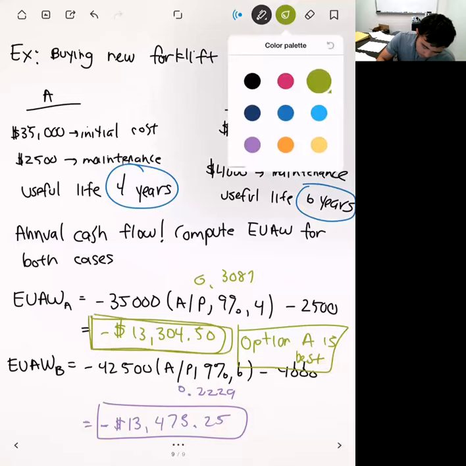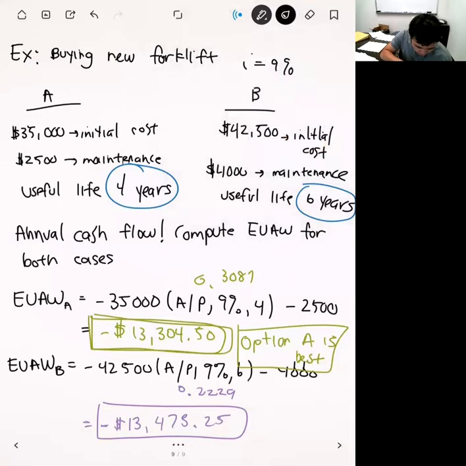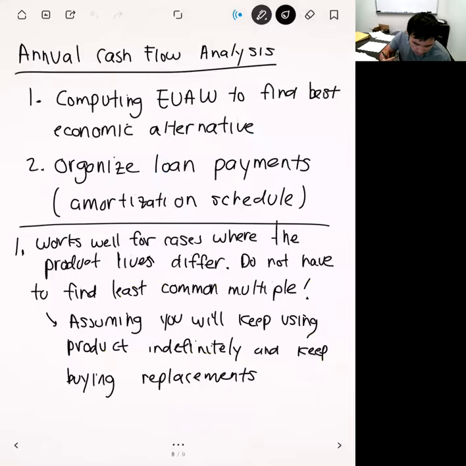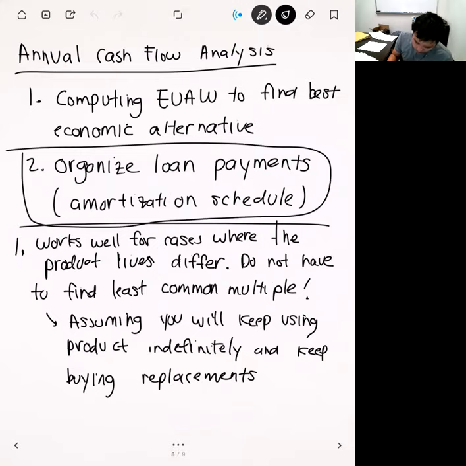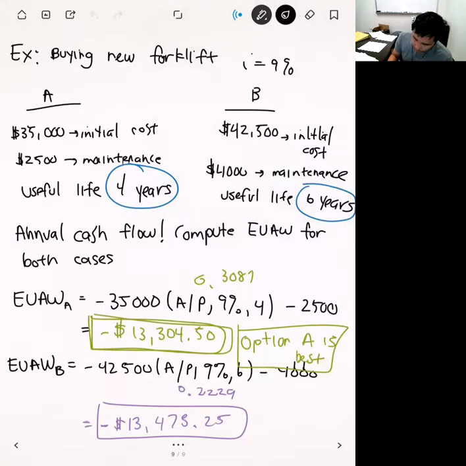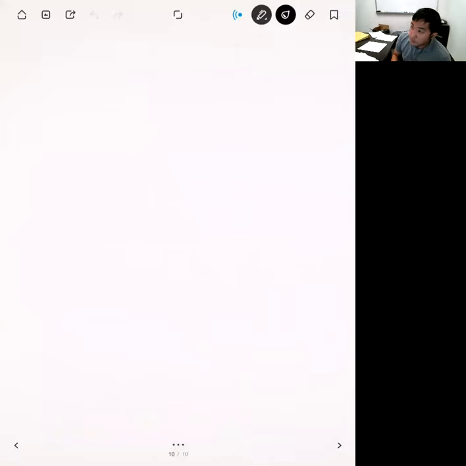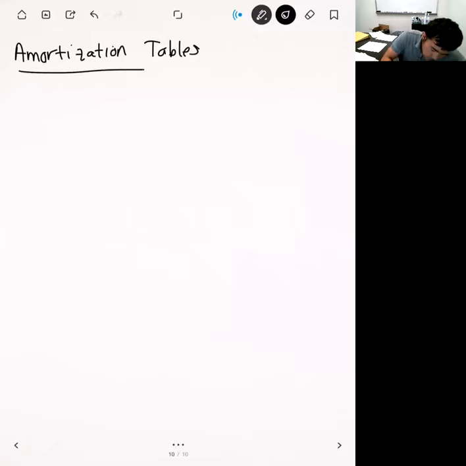Okay. All right. And so that's a quick example for how you do annual cash flow analysis or find an EUAW. Okay. Now let's talk very briefly about how to organize payments on a loan. Okay. Because this was the other big part of the chapter, and I believe the last homework problem for you is this as well. Okay. And so the amortization tables right here, this is a way that's used to organize the payments on a loan.